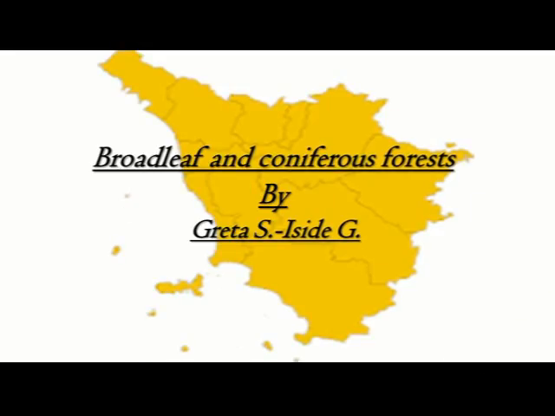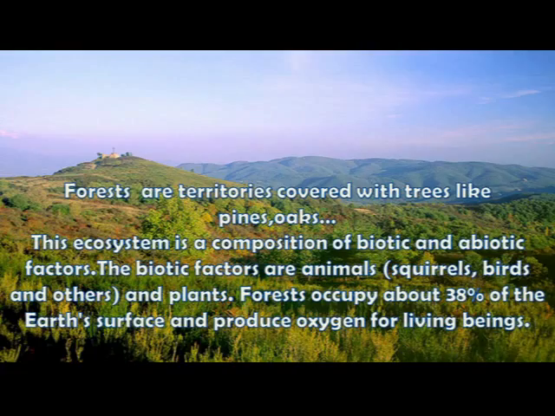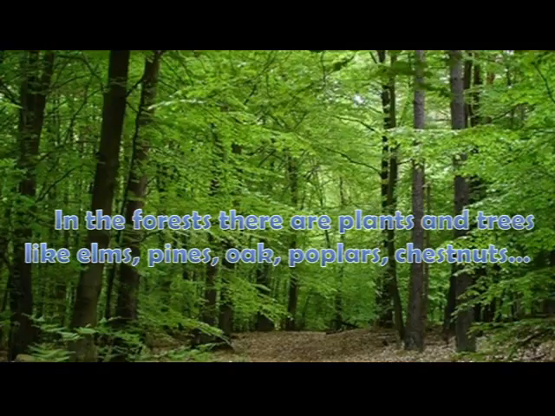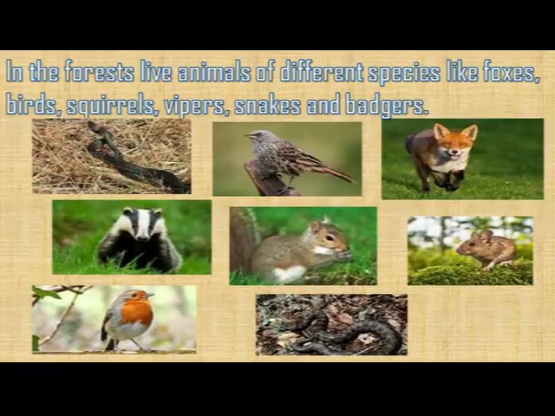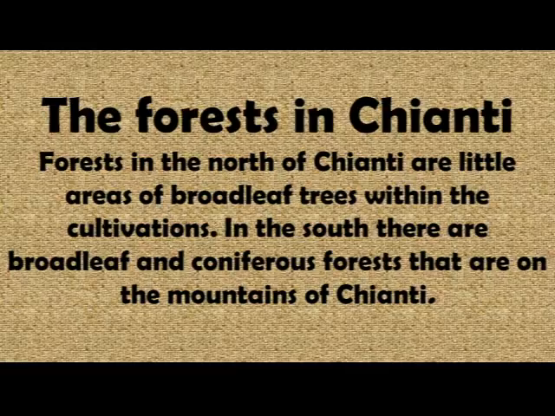Broadleaf and coniferous forests by Greta and Iside. Forests are territories covered with trees, like pines and oaks. This ecosystem is a composition of biotic and abiotic factors. The biotic factors are animals, squirrels, birds, and others, and plants. Forests occupy about 38% of the Earth's surface and produce oxygen for living beings. In the forests, there are plants and trees like elm, pines, oaks, poplars, chestnuts. In the forests live animals of different species like foxes, birds, squirrels, vipers, snakes, and badgers.